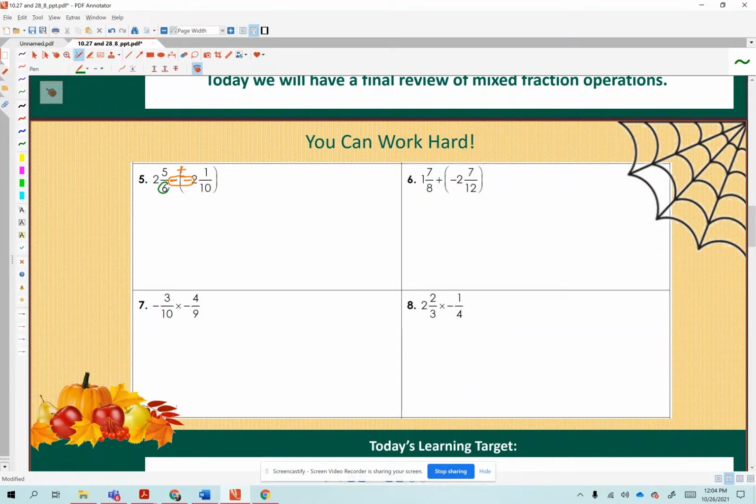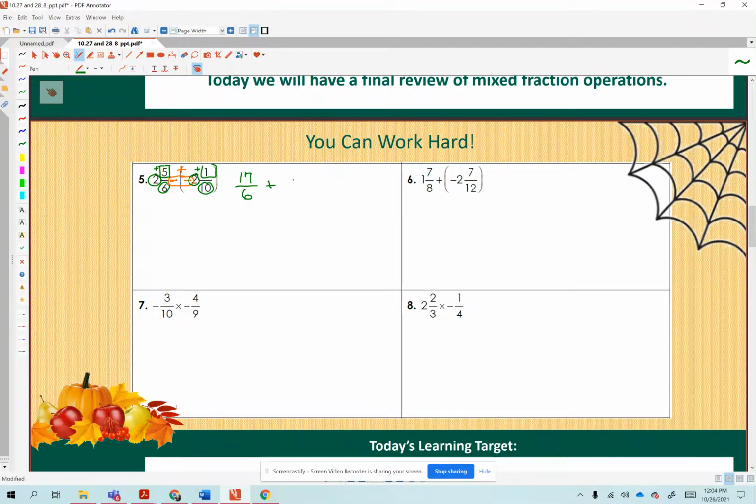So I will multiply 6 times 2, which gives me 12, and I will add the numerator of 5. 12 and 5 makes 17. So the first fraction can be rewritten as 17 over 6. And remember, we're adding because subtracting a negative is the same as adding. And we'll multiply 10 times 2 is 20, plus the numerator is 21.